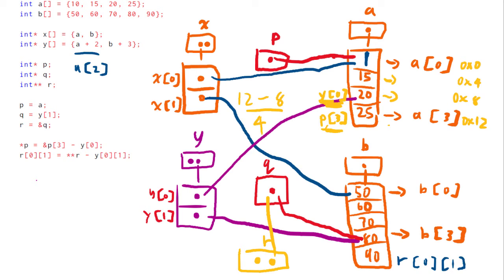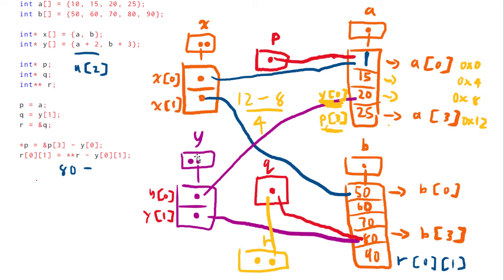So let's look at what we want to store in R01. R01 is equal to dereference R. So if you dereference R, it means this is 80. So let's write it down. We are using 80 minus our Y01.